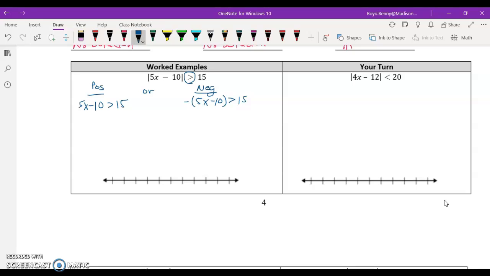Okay? Now to solve these, we use the same rules that we used before with inequalities. So here we're going to use inverse operations and add 10 to both sides.